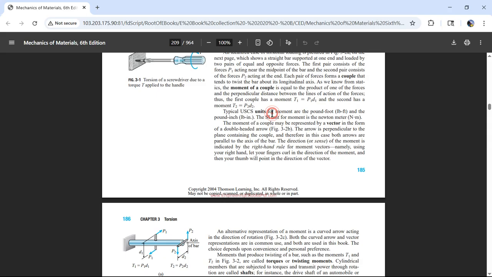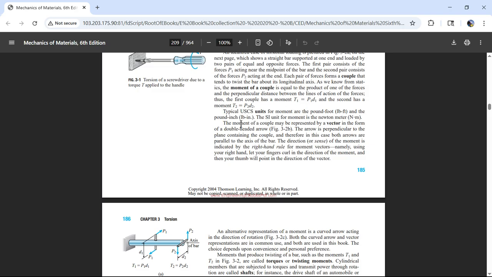So typical USCS units for moments, let's see, what would be? Pound-inches, pound-feet. I just read this, and I didn't want to look at what they were, I just wanted to try to guess for myself. So pound-foot and pound-inch. The SI unit for moment is the newton-meter.